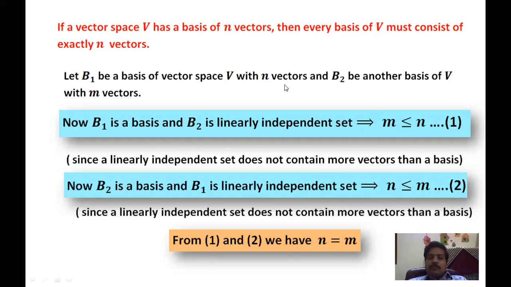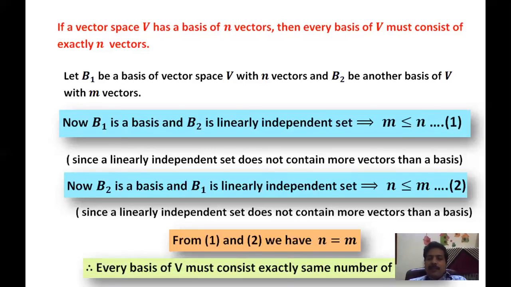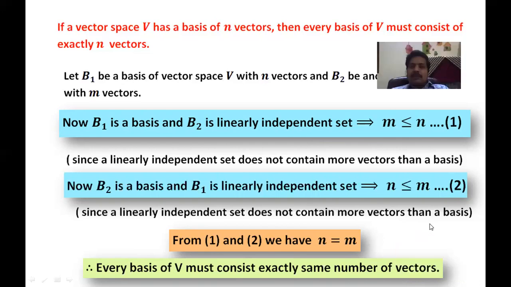So here B1 and B2 are randomly chosen bases. So we can conclude that every basis of V must consist of exactly the same number of vectors. So if you find a basis for a vector space, then all other bases must also contain the same number of vectors.